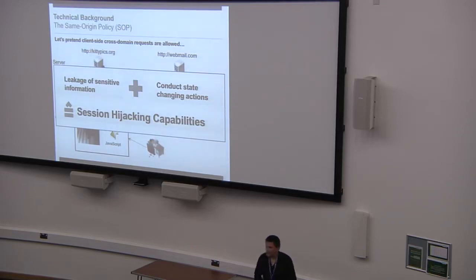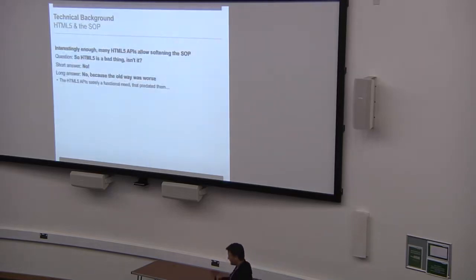Now let's have a look at HTML5 and the new HTML5 APIs. If you look at them and dig a little bit into the specifications, we see that a lot of HTML5 APIs are currently weakening the same origin policy. So they create ways to work around the same origin policy.